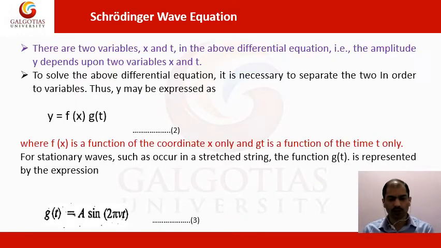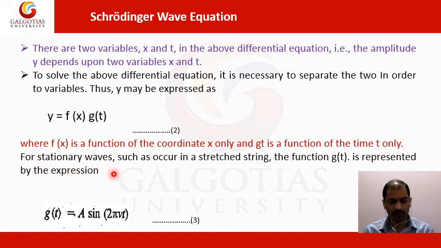So there are two variables, x and t, in the above differential equation, that is, the amplitude y depends upon the two variables x and t. To solve the above differential equation, it is necessary to separate the two variables. Thus y may be expressed as y equal to f(x) g(t). Here f(x) is a function of coordinate x only and g(t) is a function of the time t only.